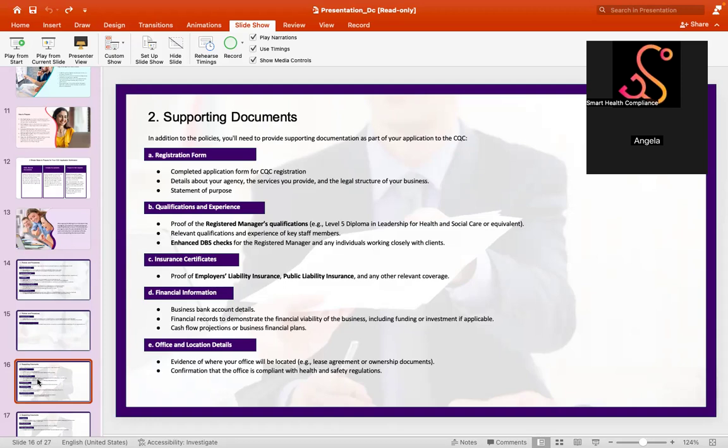So if you're thinking of starting the registration process, it's essential that you decide who will be the registered manager, the new provider, nominated individual, and you start collating all that information for each of the people that will be named on your application.